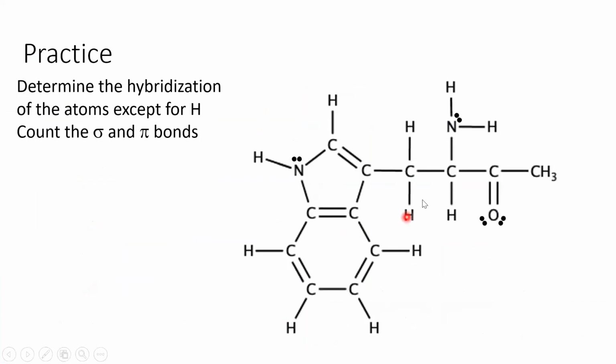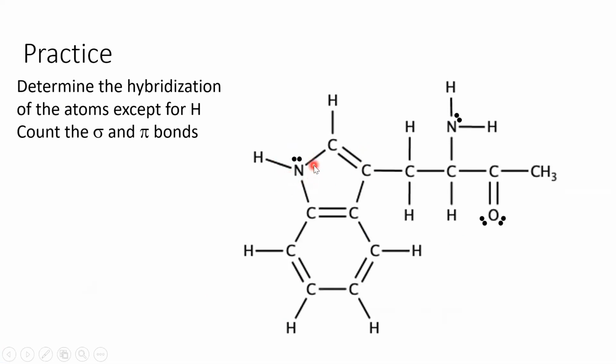Now, let's say we're looking at this, okay? We want to figure out what the hybridization is. And we want to figure out how many sigma and pi bonds there are. Okay, so I'm going to do just one of them for you. And it's not going to be for the hydrogens because they don't become hybridized. But we'll look at nitrogen just to give you an idea.